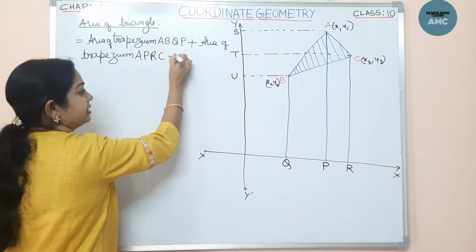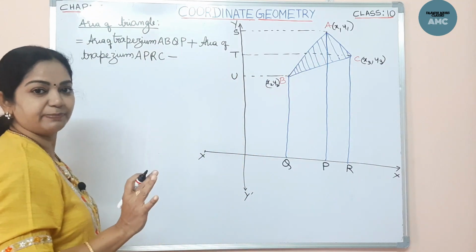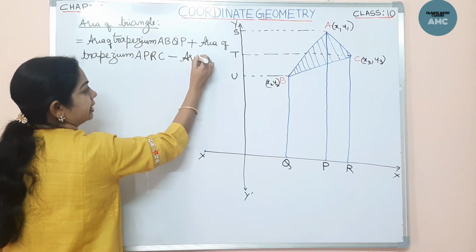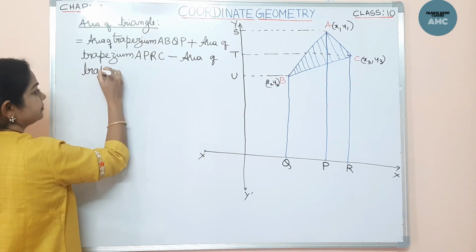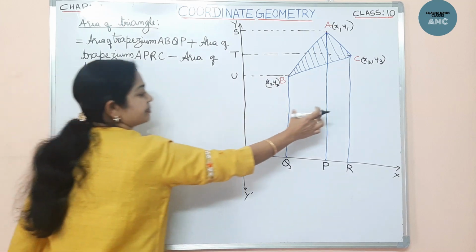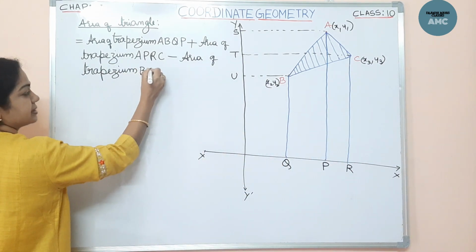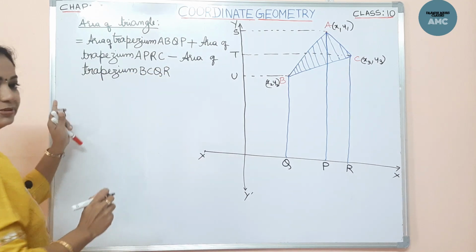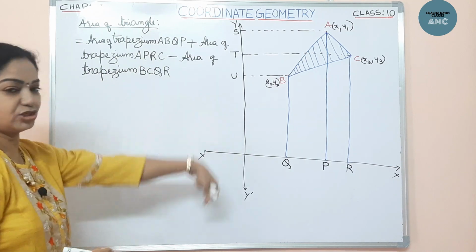Subtract these two from the unshaded part, so that I'll get the shaded part, which is the area of a triangle. So minus area of trapezium. What is the unshaded trapezium here? This part. So BCRQ. Okay, BCRQ. So this is clear. The area of a triangle is both the trapezium plus minus the unshaded part.